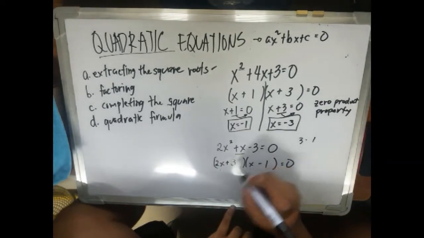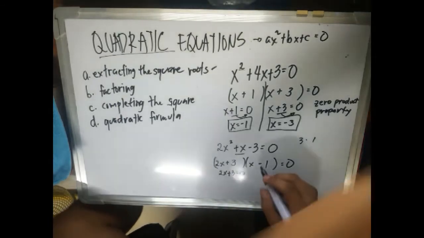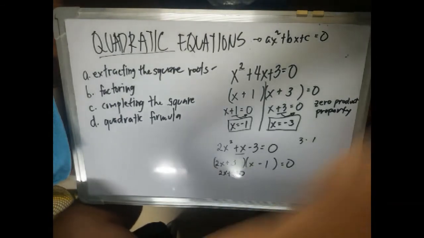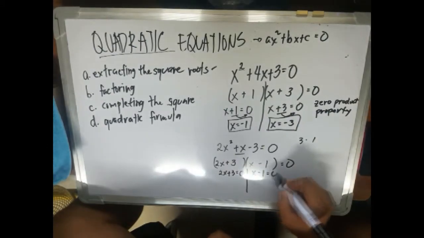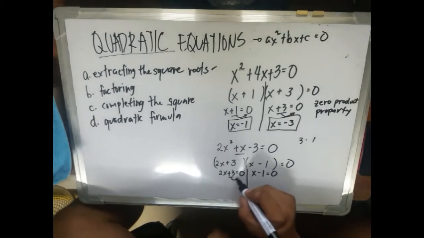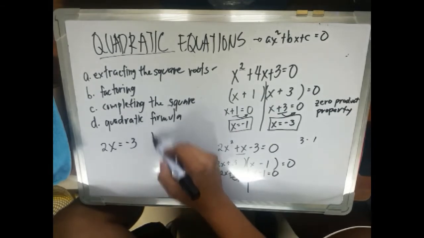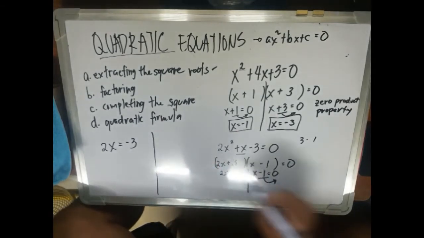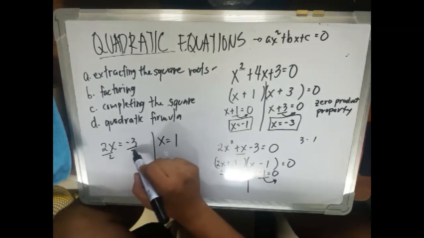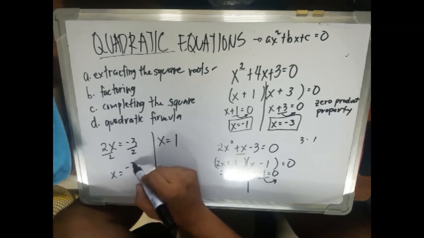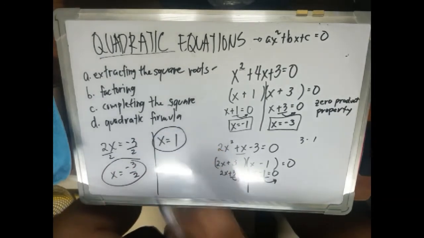Gagawin natin, we will equate those two factors to 0. 2x plus 3 equal to 0. Tapos, yung isang factor is x minus 1 is equal to 0. Nilipat sa kabila yung 3, so 2x equal to negative 3. The other one naman nilipat sa kabila yung 1, so this will become x equals 1. Dividing both sides by 2, x equals negative 3 over 2. So, dalawa yung sagot natin: x equal to negative 3 over 2 and x equal to 1.